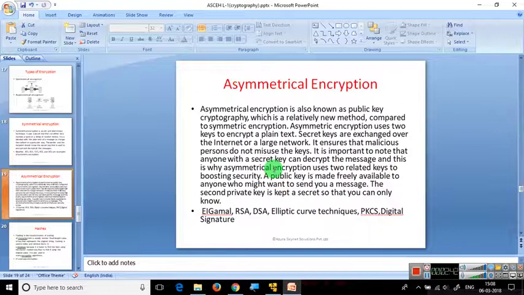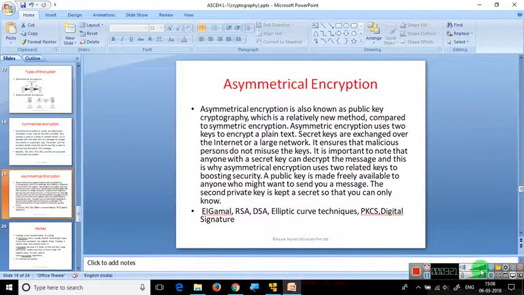Asymmetric encryption is also known as public key cryptography, which is a relatively new method compared to symmetric encryption. Asymmetric encryption uses two keys to encrypt a plain text. Secret keys are exchanged over the internet or a large network. It ensures that malicious persons do not misuse the key. It is important to note that anyone with a secret key can decrypt the message, and this is why asymmetric encryption uses two related keys to boost security. A public key is made freely available to anyone who might want to send you a message. The second, private key is kept secret so that only you know it.